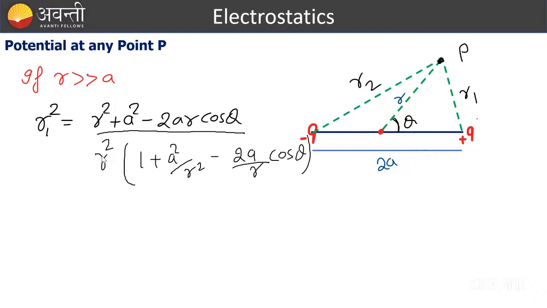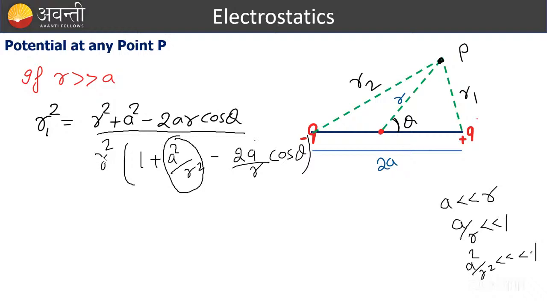अब देखो R is far greater than A. It means A by R will be far less than 1. लेकिन अगर आपने स्क्वायर कर दिया तो ये और भी छोटा हो जाएगा, बहुत छोटा हो जाएगा, such that we can neglect this term. ठीक है. A by R is larger in comparison to A square by R square. So let's cancel here A square by R square. So R square 1 minus 2A by R cos theta. We will be writing R1 square like this if R is far greater than A.